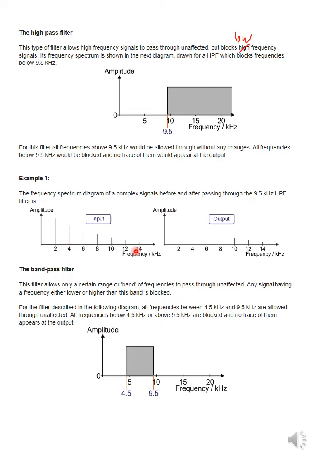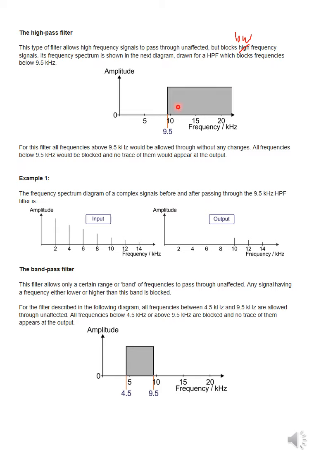Now if we use this filter and this signal as an input, all the frequency components which are below 9.5, meaning 2, 4, 6 and so on, are blocked, and it will pass only the frequency components which are greater than 9.5. So this will be the output.